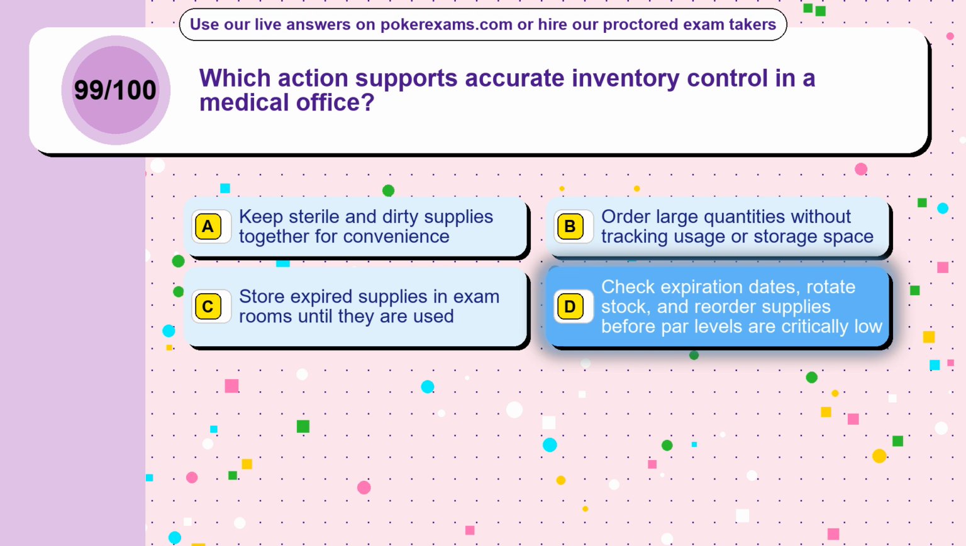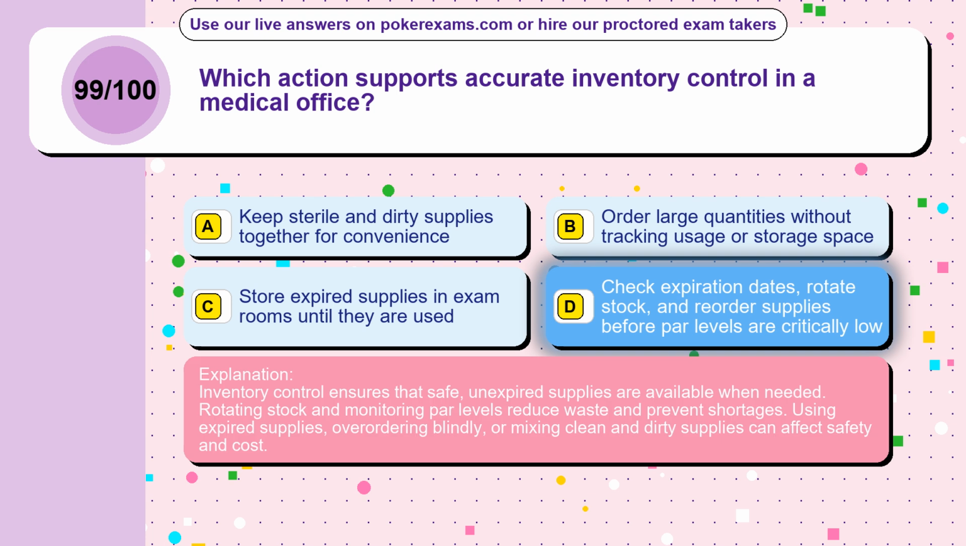Check expiration dates, rotate stock, and reorder supplies before par levels are critically low. Inventory control ensures that safe, unexpired supplies are available when needed. Rotating stock and monitoring par levels reduce waste and prevent shortages. Using expired supplies, overordering blindly, or mixing clean and dirty supplies can affect safety and cost.